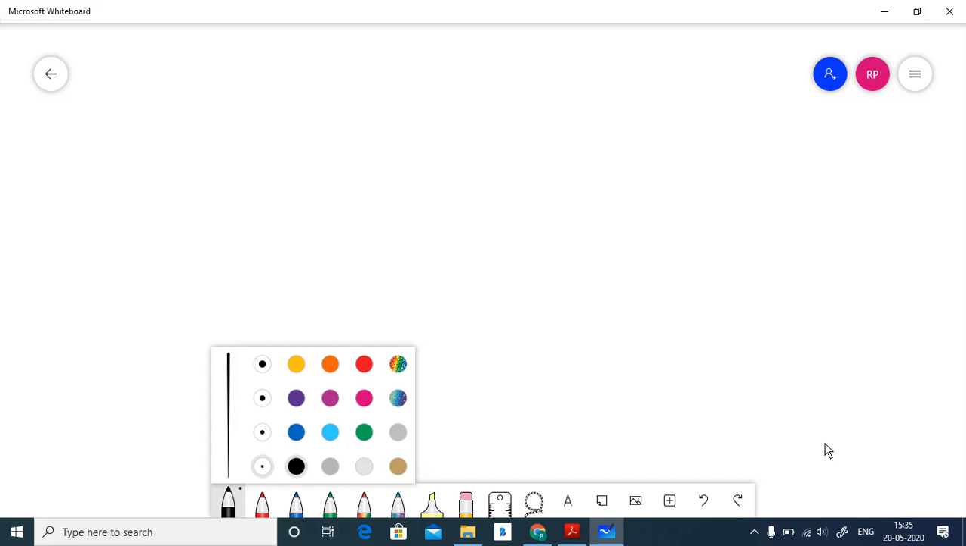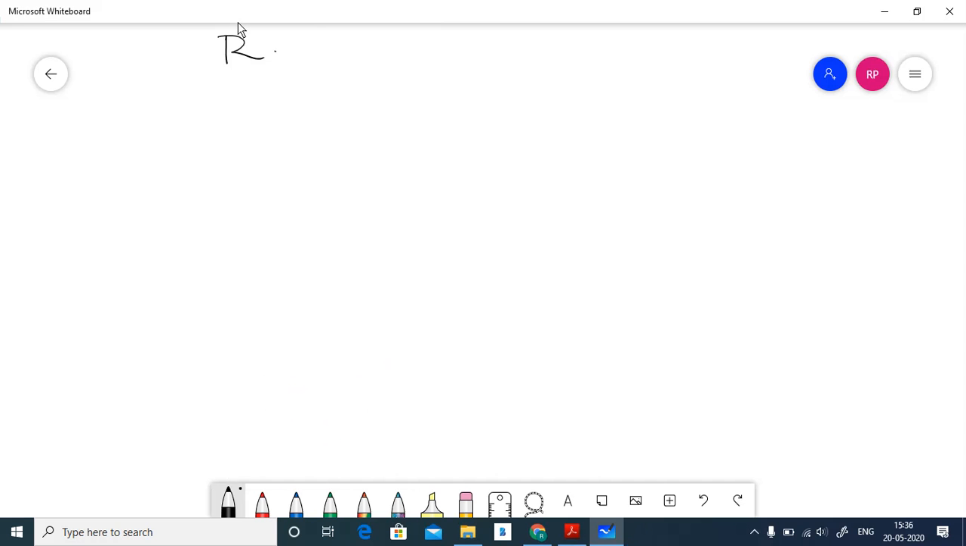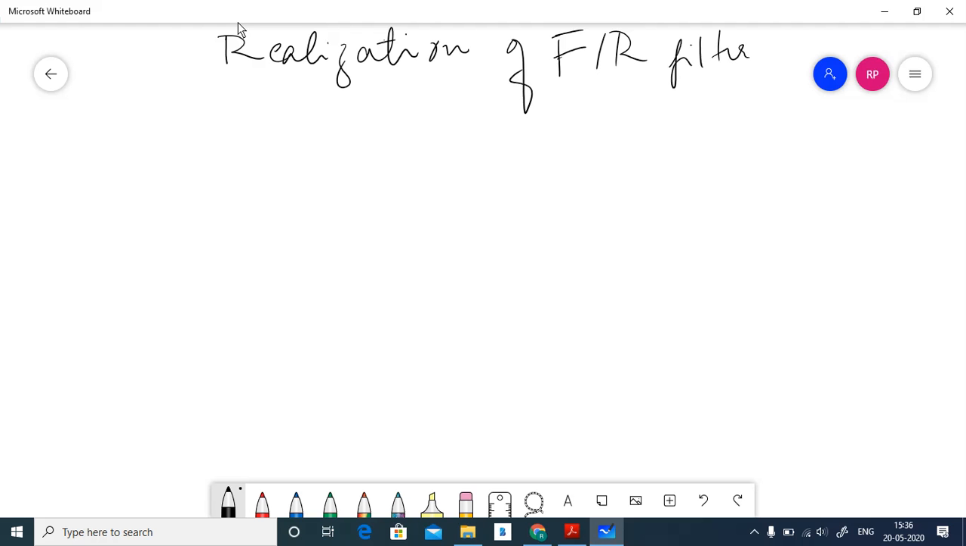Very good morning. Today we'll see realization of FIR filter. In this, there are various forms of realization. Today we'll see how to realize FIR filter using direct form 1.